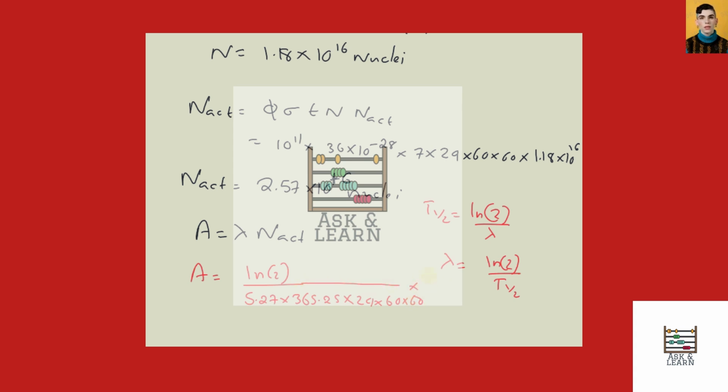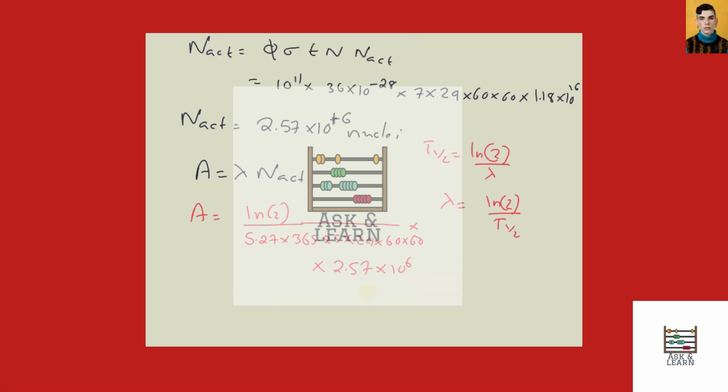So N act here we have found out. So that is equal to 2.57 times 10 to the power 6. So the activity will be equal to, in becquerels, 1.071 times 10 to the power minus 2 becquerels.